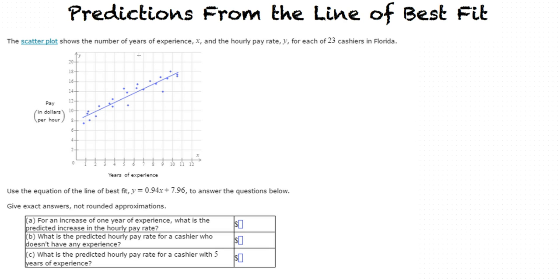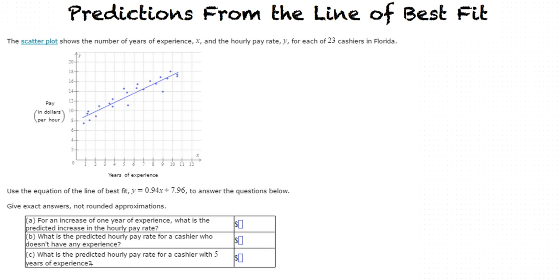The scatter plot shows the number of years of experience X and the hourly pay rate Y for each of 23 cashiers in Florida. Use this equation of the line of best fit, Y equals 0.94x plus 7.96, to answer the questions below. Give exact answers, not round approximations. Part A, for an increase of 1 year of experience, what is the predicted increase in the hourly pay rate? Part B, what is the predicted hourly pay rate for a cashier who doesn't have any experience? And Part C, what is the predicted hourly pay rate for a cashier with 5 years of experience?